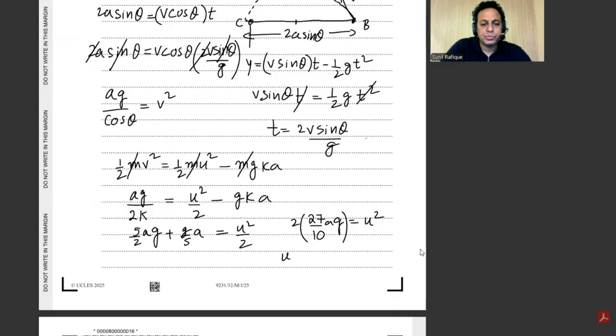Times it by 2. So u is going to be the square root of 27 over 5 ag. I mean, that looks a bit weird, but 2 over 5. Well, 2 that's 5 over 2. That's correct. I'm just quickly checking. What have I done? Plus that. All right. So that should do.